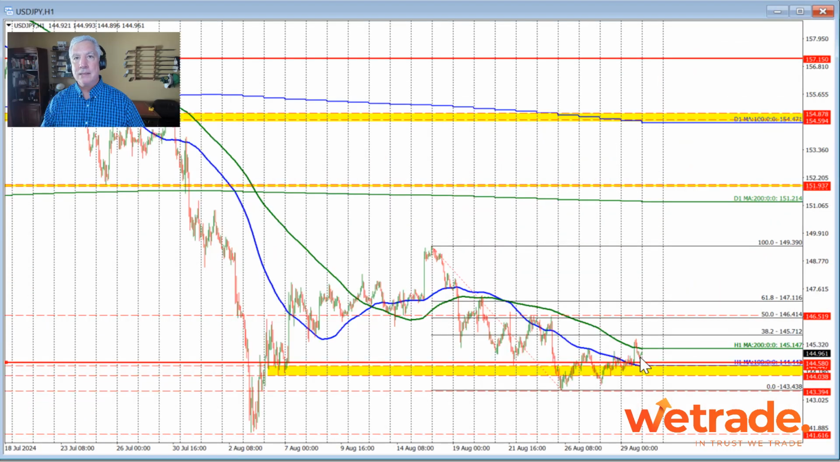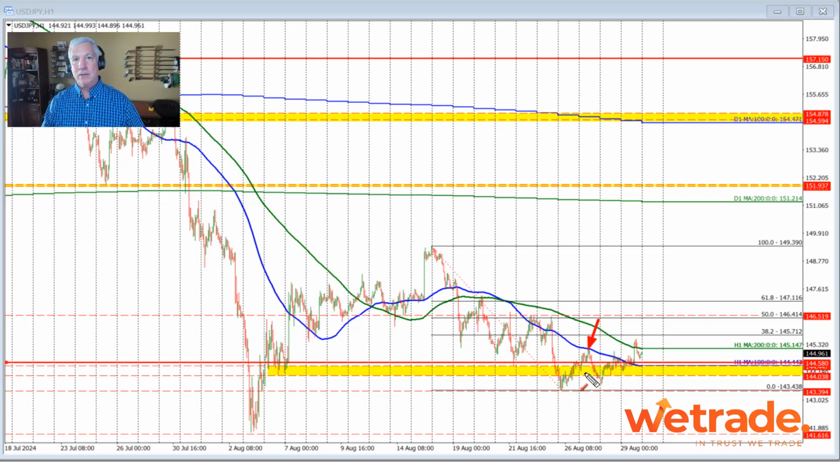And here is that 58 level that we saw, the 50% retracement level. Was it 58? Well, anyway, right around that level. And you can see that price moved above and below it, above and below it, above and below it. What we also did in trading this week was move above and below the 100-hour moving average, at least over the last few trading days.